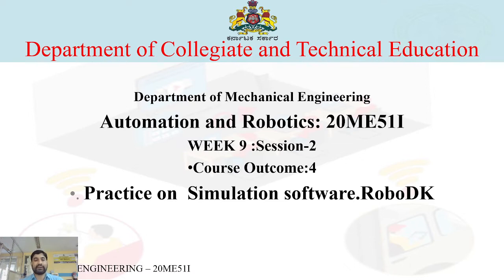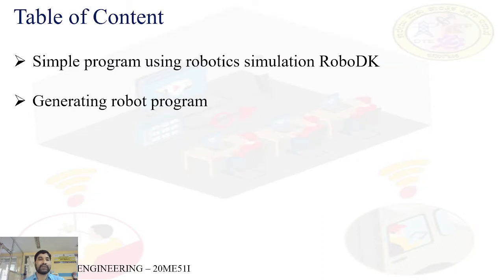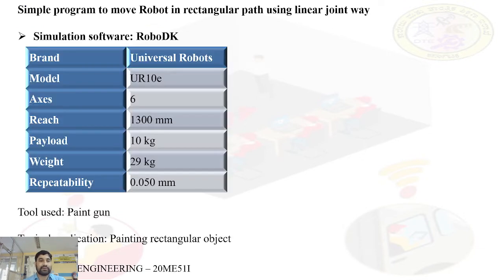In today's session we are discussing a practice on simulation software, a simple program using the RoboDK software. In the earlier session we discussed the basic things of using RoboDK software. Today we are discussing a simple program to generate a rectangular path, using robotic simulation in RoboDK, with linear joint moves.